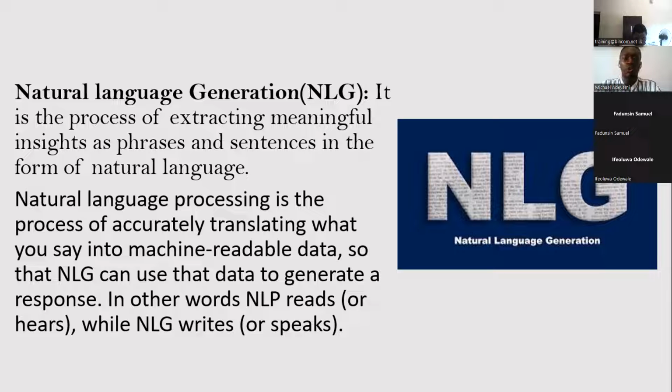So when we write a sentence or speak a word, the machine takes this word and translates it to machine-readable data that it can understand. Then after translating it, you can generate a response from the data gotten from it. In other words, NLP reads or hears, while NLG writes or speaks. So that is about NLG.